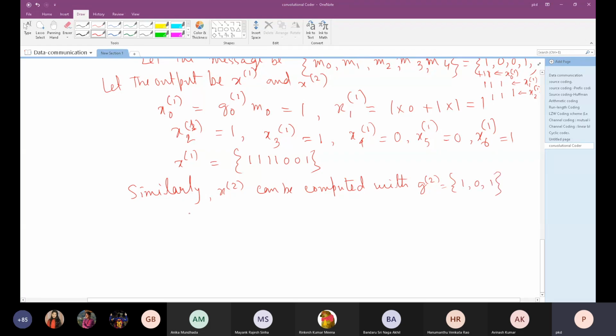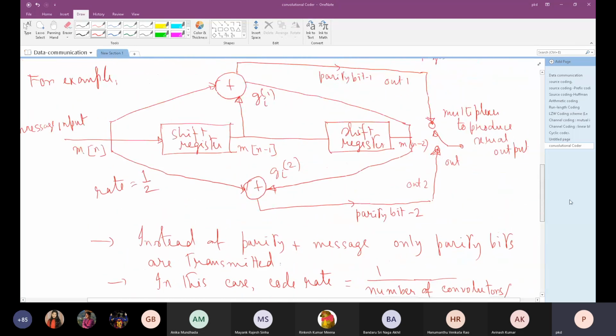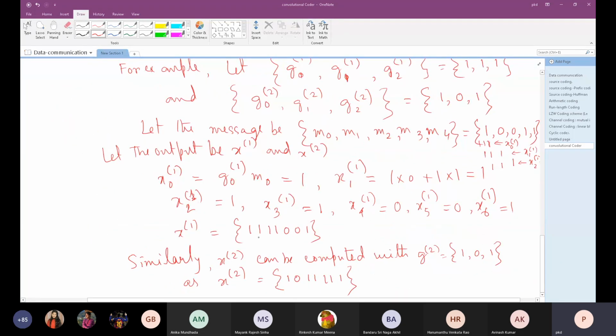g2 equal to 101 as x2 equal to 1, 0, 1, 1, 1, 1, 1. So now we have the two outputs. Two outputs are now multiplexed. So we will pick one from here, one from here.